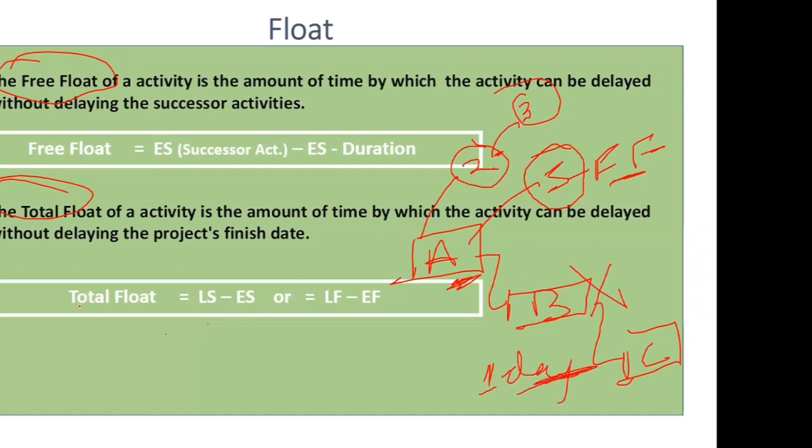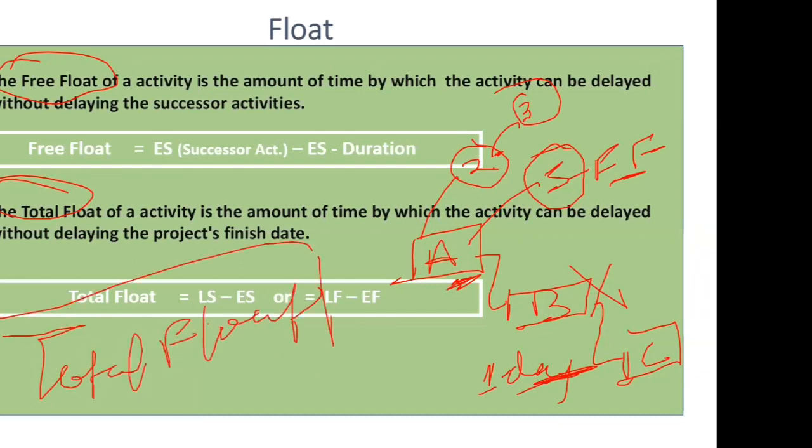So what is important for us? Total float. I'm not saying that free float is not important, but to monitor your activities, whether they are critical or not, total float is something which you need to monitor. If your activity has total float equal to 0, that means the activity is critical. And if they have some total float, you can delay your activity to that much level. Okay, getting it?